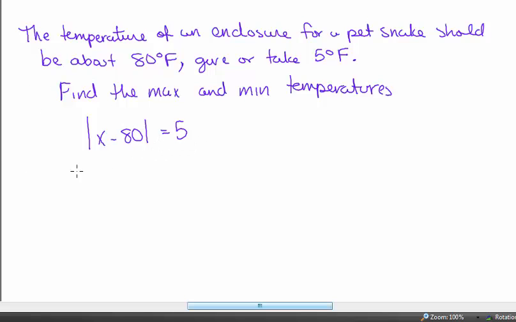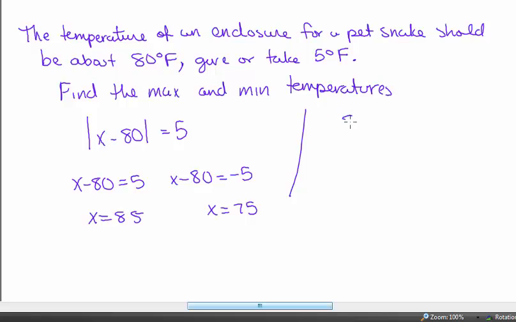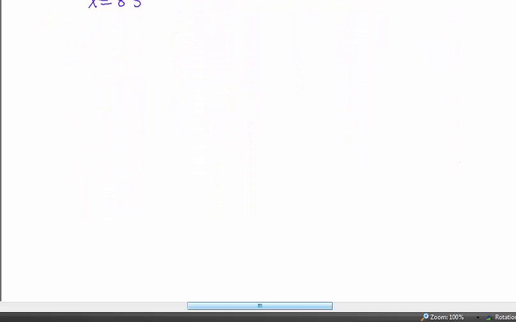which we can do. That's x minus 80 equals 5, x minus 80 equals negative 5, and I get x equals 85 and x equals 75. But a much easier thing to do is to take 80, add 5, take 80 and subtract 5. This is my max, and this is my min. So let's do one more example, and I'll show you the correct way and then the easy way.